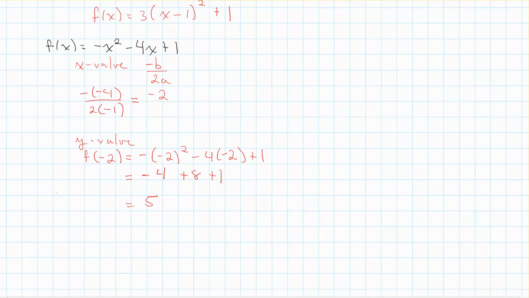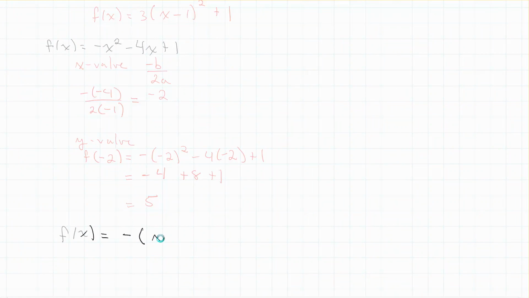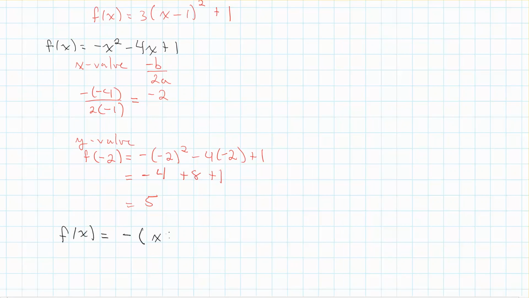So then the standard form here would be f of x is equal to, I'd have a negative 1, so negative x, and this would be plus 2 quantity squared plus 5.